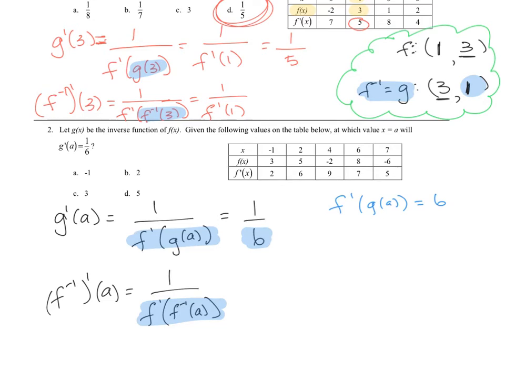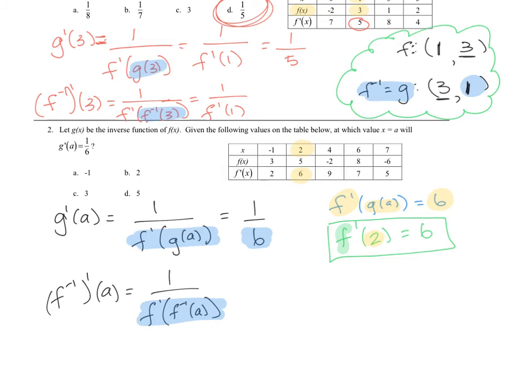So I am looking in my table for where f prime of what equals 6. The output for f prime is 6, and that happens when the input is 2. I know that f prime of 2 equals 6, okay? That's what the table tells me. What that means is that g of a must be equal to 2.